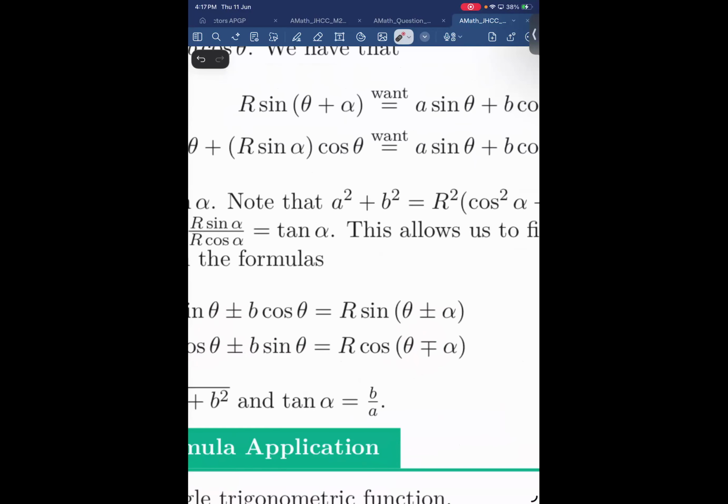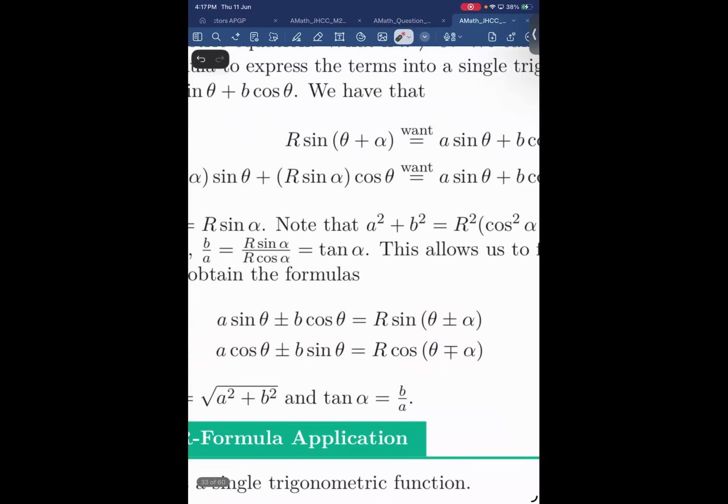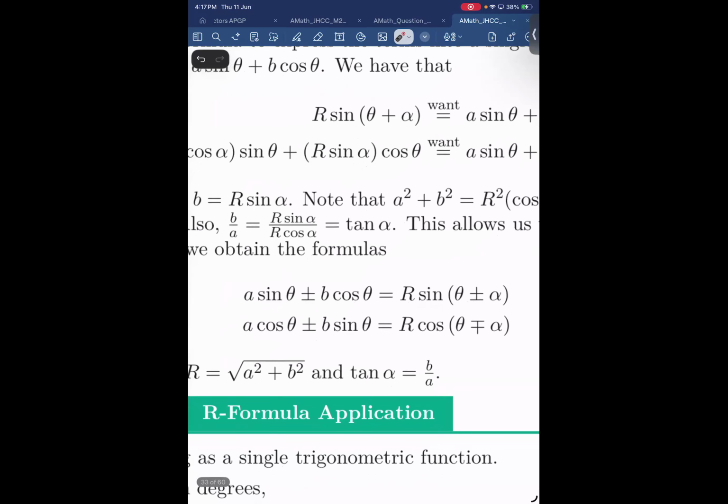Then R equals the square root of A squared plus B squared, and tangent alpha is B over A. So alpha is tangent inverse of B over A. Once again, for B over A, don't put the signs. You just take the number itself, don't care about the minus or whatever.